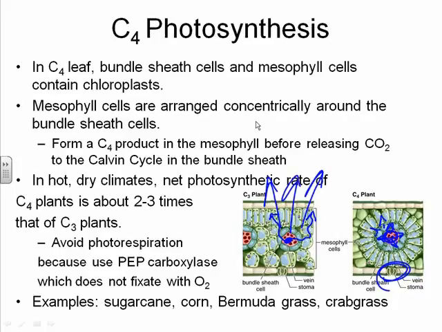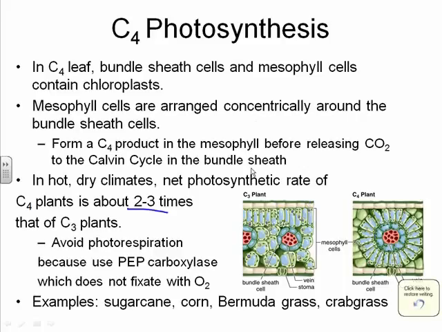In a C4 plant, we actually arrange the cells around the bundle sheath, which is the name of the cells around the vein. Therefore, it can make its C4 product before it gives off the carbon dioxide. In a hot, dry climate, it's going to make 2 or 3 times the amount of photosynthesis as a C3 plant because it's not going to photorespire.